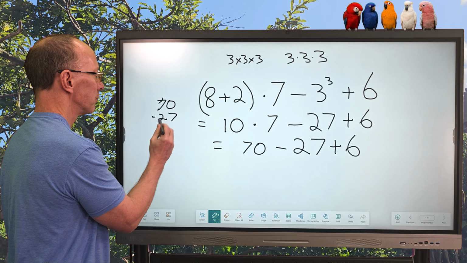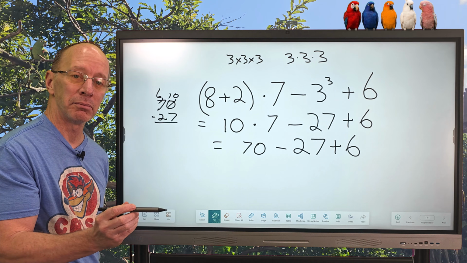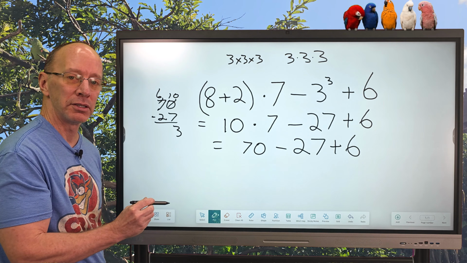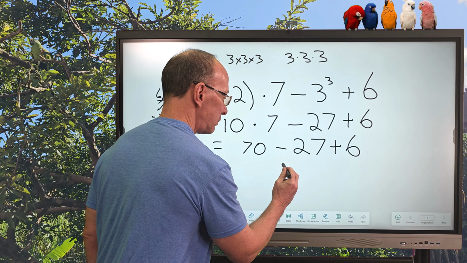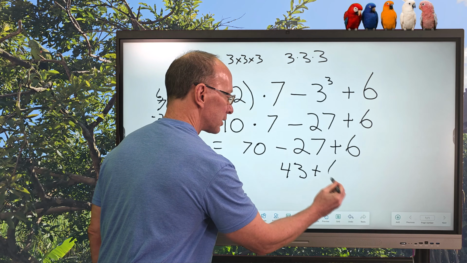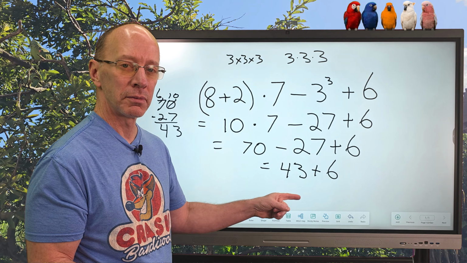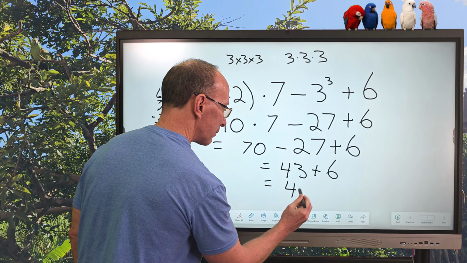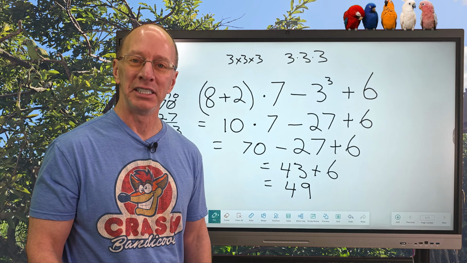So then I need to borrow. So this will be a 6, and now this turns into a 10. So 10 minus 7 equals 3. And then 6 minus 2 equals 4. So now I have 43 plus 6. All right, so 43 plus 6 equals, you got it, 49. Awesome, easy cheesy, lemon squeezy.